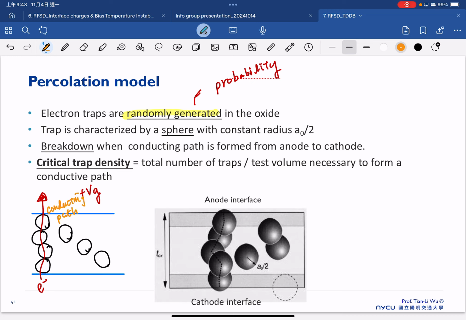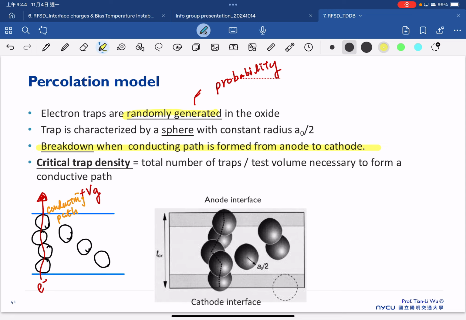And then that still starts to have the breakdown happen. So therefore, breakdown occurs when a conducting path is formed from anode to cathode. That means that once the defects are randomly generated, and at one moment all the defects or traps are connected with each other, then we have the conducting path, and therefore we start to see the breakdown characteristic.